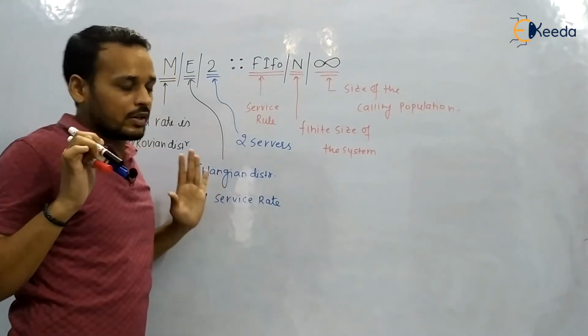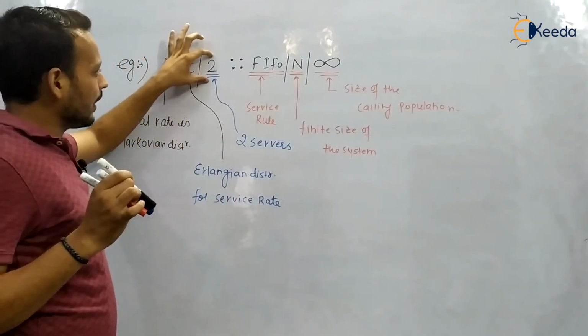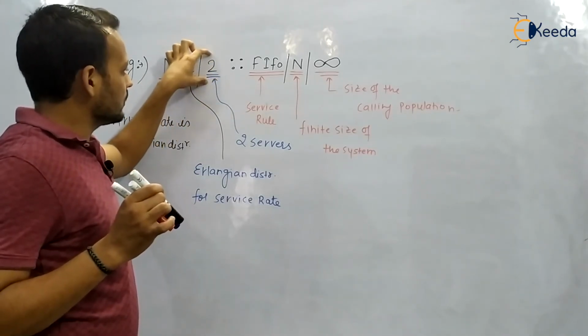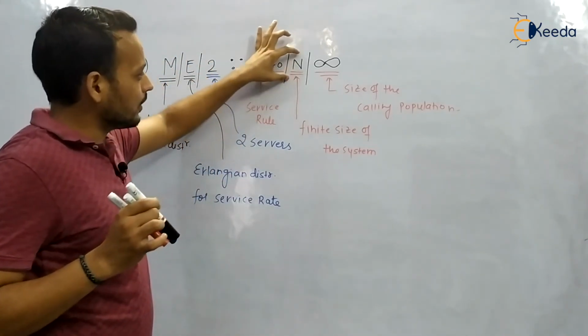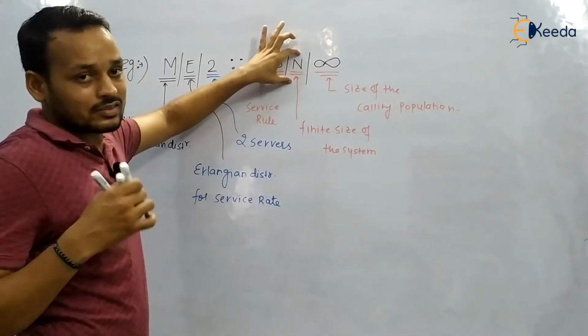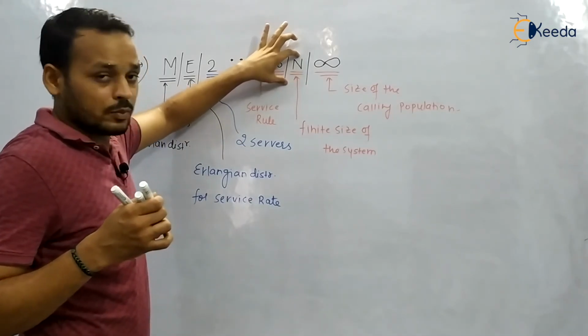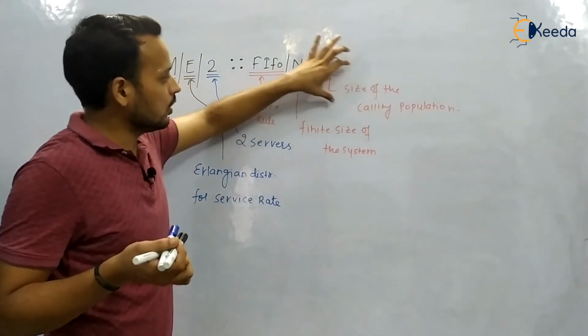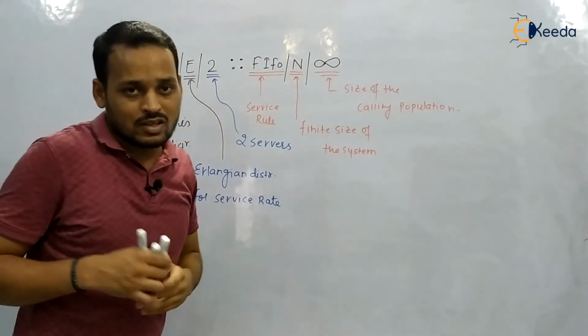physical significance. In the examination, they will directly write this 2, and they will ask what does this number represent. Okay, they are directly going to write this N, and they are asking what this N represents or this infinity represents. So you will have to say it represents the size of the calling population. It is going to represent the size of the system.